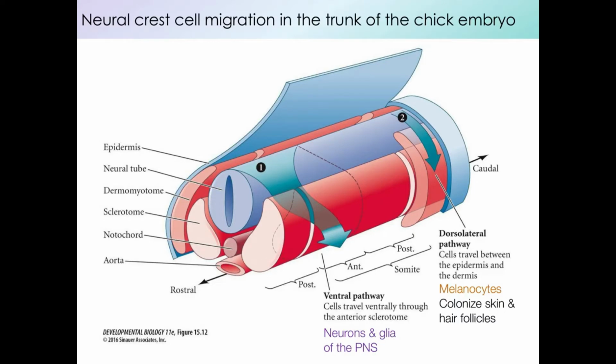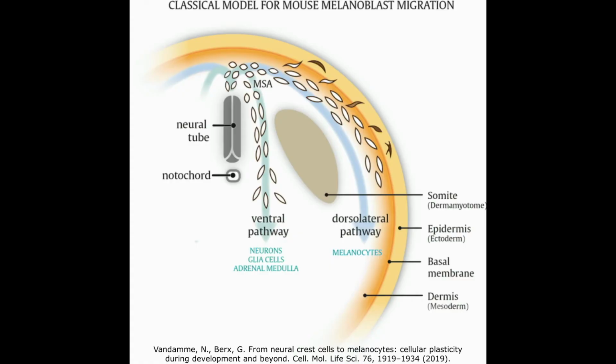Now, the other cells of the trunk migrate through the dorsolateral pathway, and these cells give rise to melanocytes, which are pigment cells. And their migratory path is such that they're actually migrating between the future epidermis, which is the ectoderm, and the future dermis, which is formed by the mesoderm underneath it. So they eventually colonize the epidermis by entering through small holes of the ECM, the extracellular matrix of the epidermis.